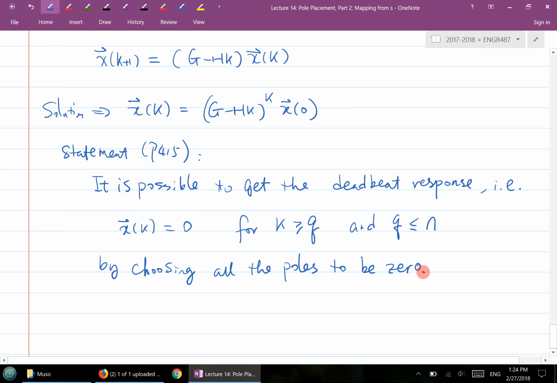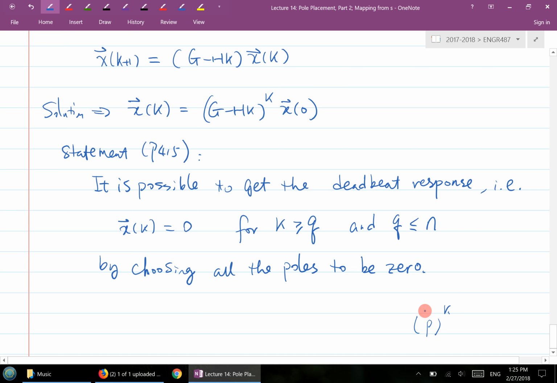And it makes sense. Forget about the deadbeat concept and just think about the location of the poles. It's 0, isn't it? When you have a pole p to the power of k, that's the response. The smaller the p is, the faster it will reduce back to 0. So the closer the poles are to the origin, or to 0 in the z-plane, the faster the response you would expect.